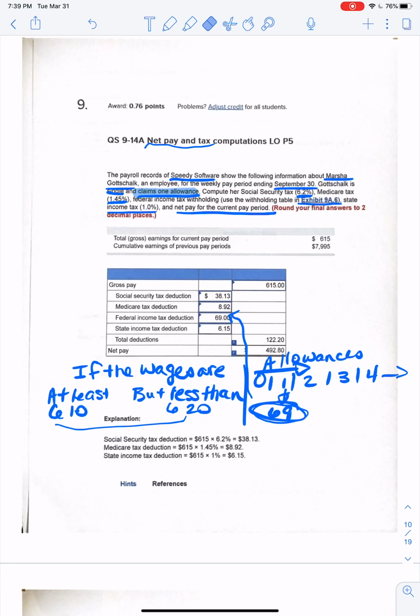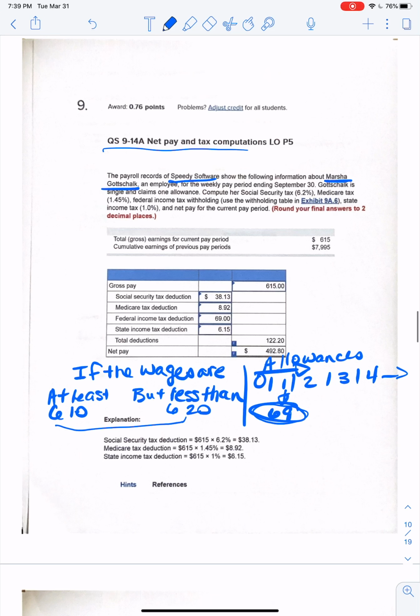Now, question number 9 has us look at net pay and tax computations. Now, I'm going to leave this table that I drew up here earlier, just so I don't have to redraw it. But what we're going to see here is exactly how this is going to work. So in Quick Study 9-14, we're looking at net pay and taxes. So here it tells me the payroll records of Speedy Software show the following information about Marcia Gottschalk, an employee for the weekly pay period ending September the 30th.